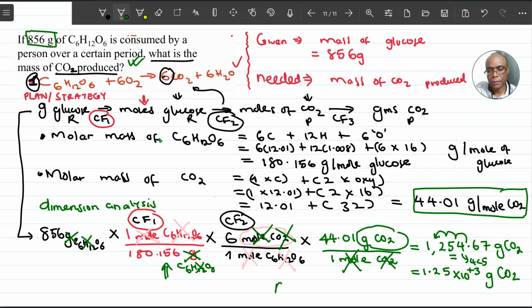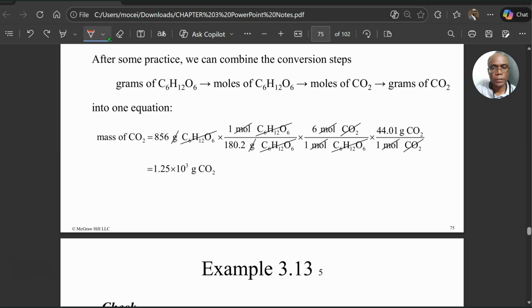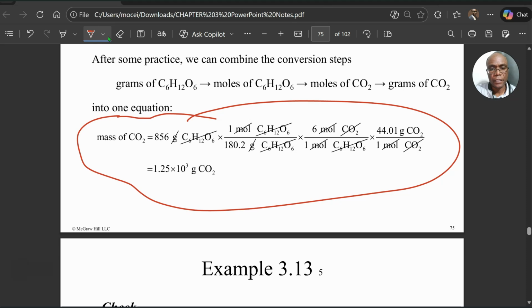So our final answer, if this person ingested 856 grams of glucose, after the glucose was metabolized, he released 1.25 times 10 to the power 3 grams of CO2. Okay, so you see, chemistry can explain biology. And that's how you answer that problem. I believe we are correct. So the process we just went through is what is shown here in the slide. And that is the final answer that we got, and we are right.